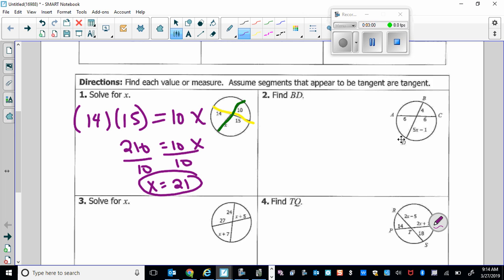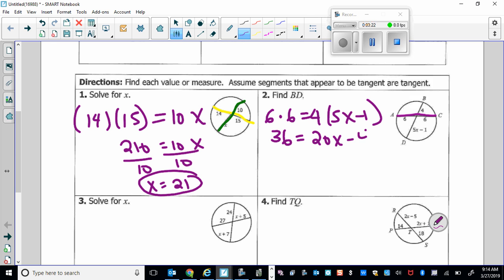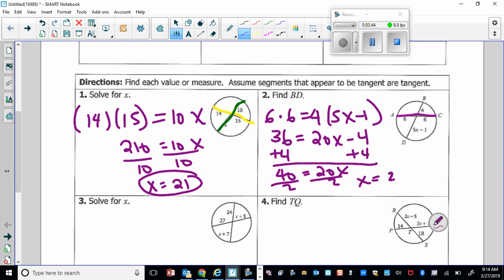But when it is like this, that's when it gets a little harder, because it has an equation. But the same thing: the 6 and 6 are together, so I'll do 6 times 6 equals 4 times 5x minus 1. So 6 times 6 is 36 equals 4 times 5x, which is 20x minus 4. Then you just solve as you would any other equation. Plus 4 to both sides. 36 plus 4 is 40 equals 20x. Divide by 20, X is 2.